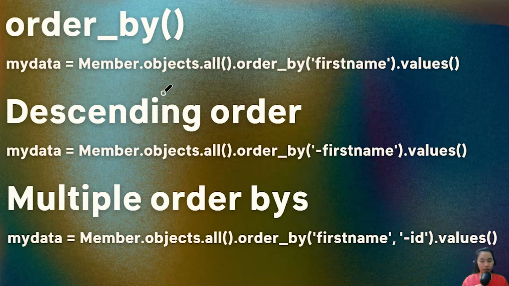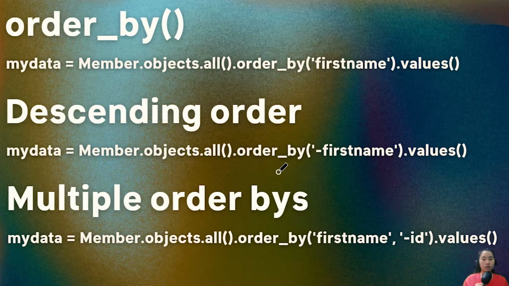Now, descending order, the opposite of ascending order. We can do that without changing the syntax, keeping order by, but adding a minus, or a hyphen, in front of first name or join date or phone number, whatever it is you want. Now, multiple order bys.